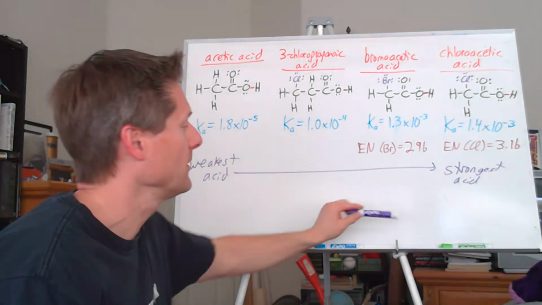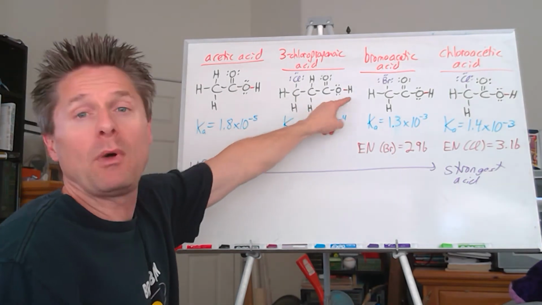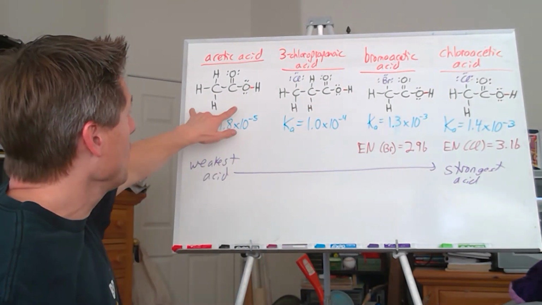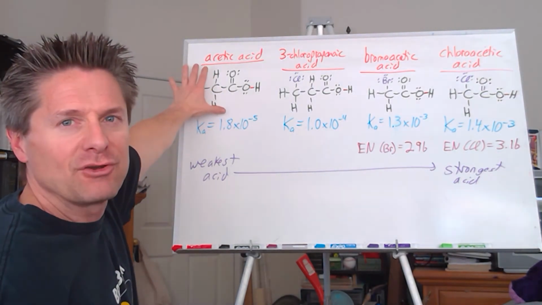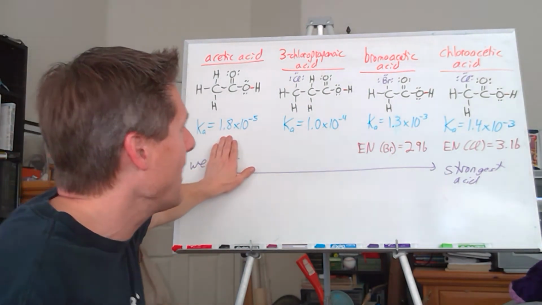Remember, 2 factors. How close is the electron withdrawing group to the OH bond, and how electronegative is it? How strong of a withdrawing group? So notice here, acetic acid just has a CH3 group, right? There's no highly electronegative atoms, nothing like that. So that's kind of your baseline, 1.8 times 10^-5.